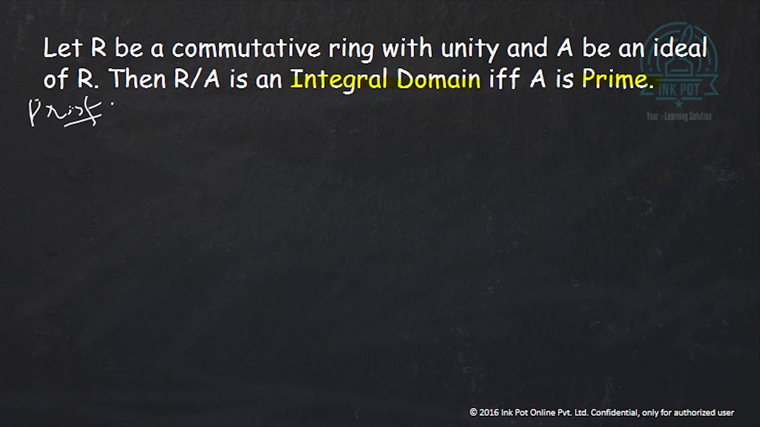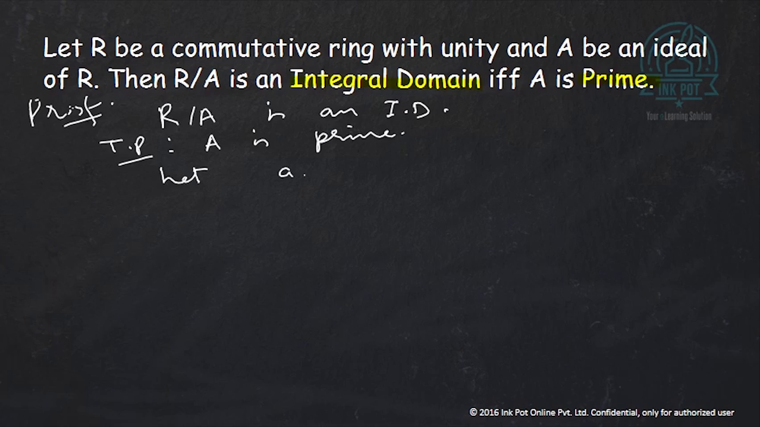So we assume that R quotient A is an integral domain and we have to prove A is prime. So now we let two elements a and b belong to R, the ring, and the product ab belongs to the ideal A. We have to show that either a belongs to A or b belongs to A. So because ab belongs to A, by the theory of cosets, we get ab plus A is equal to A, by the property of cosets.